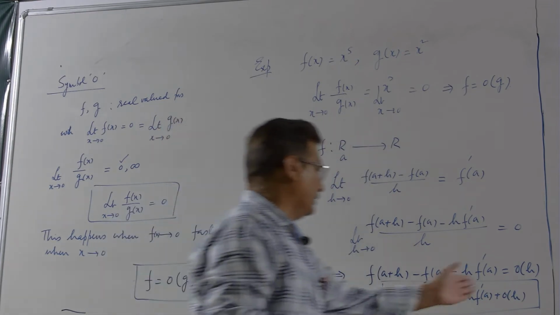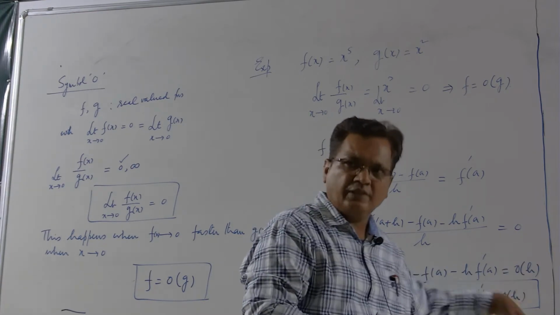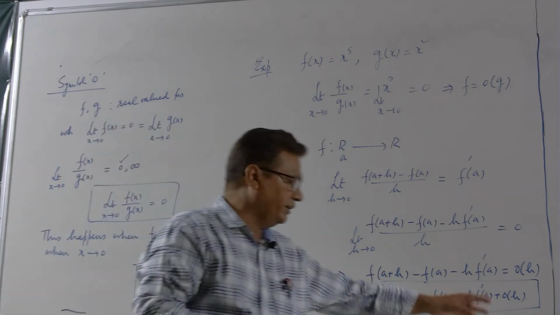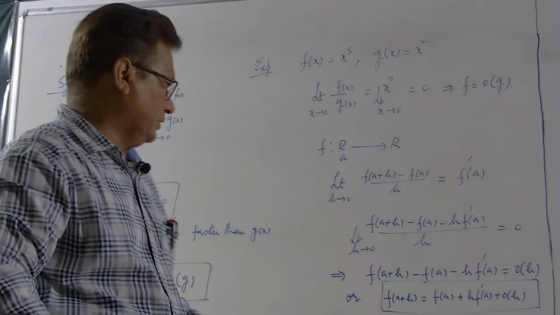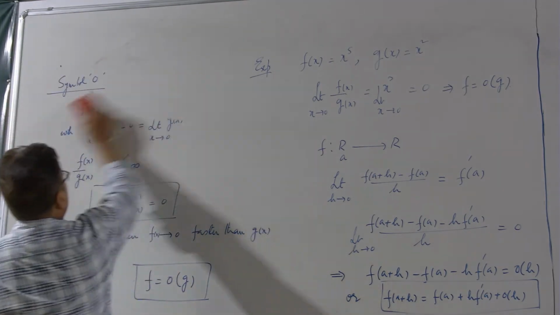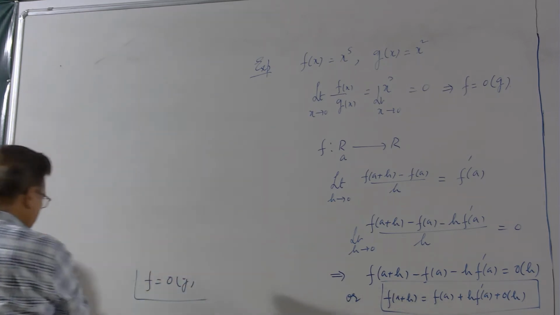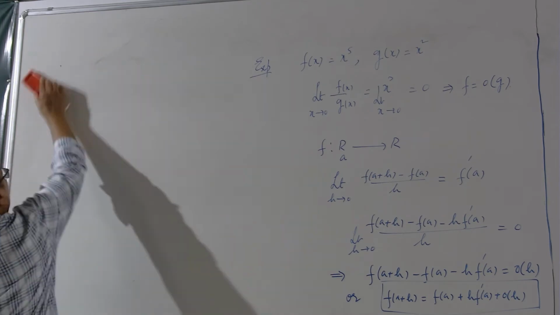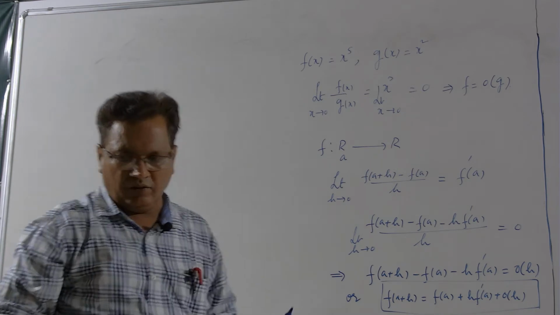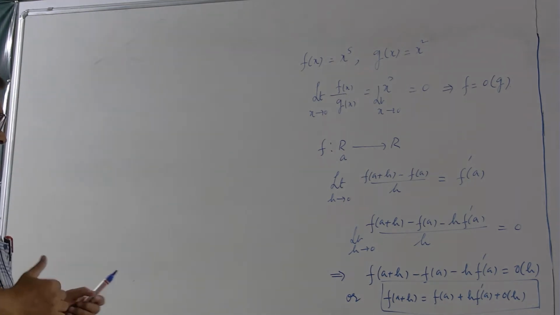Or you can write down h square upon factorial 2 f double dash a plus terms of the order of h square and so on. So, this is the remainder term which tends to 0 faster than h whenever f is differentiable at the point a. All right. Now, this symbol will be used in our subsequent discussion. So, our primary aim was to define the tangent line.